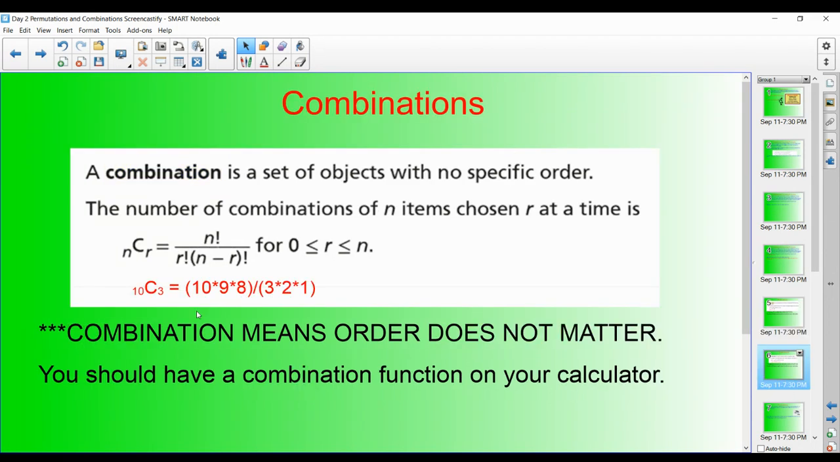Now, if order doesn't matter, I'm going to use something called a combination, where I'm still going to pick three things, this time out of 10, so 10 times 9 times 8, but I'm going to divide by all the duplicates because I don't care who comes in first, second, or third. Combination problems are when order doesn't matter. You should also have one of those buttons on your calculator. We'll run through a few examples of each.